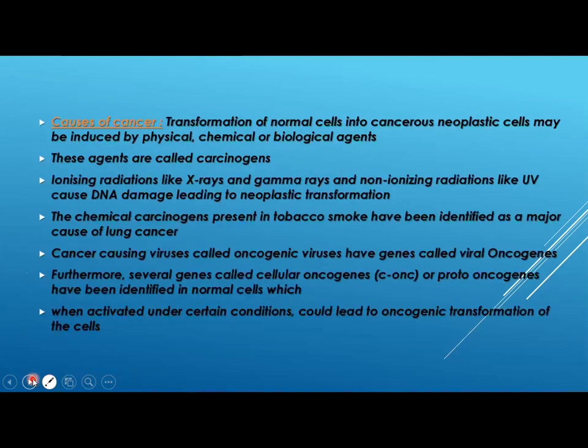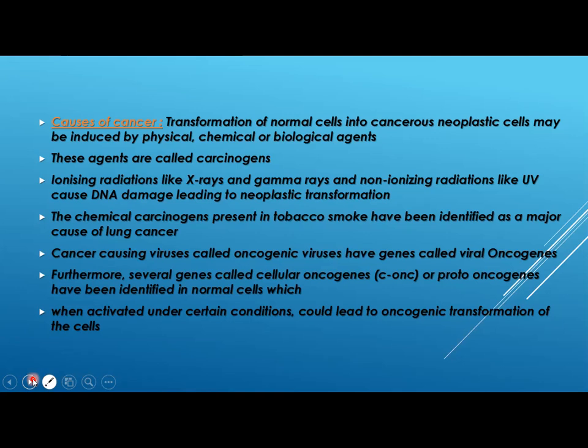Causes of cancer. Transformation of normal cells into cancerous neoplastic cells may be induced by physical, chemical, or biological agents. These agents are called carcinogens. Ionizing radiations like X-rays and gamma rays and non-ionizing radiations like UV cause DNA damage, leading to neoplastic transformation. The chemical carcinogens present in tobacco smoke have been identified as a major cause of lung cancer.